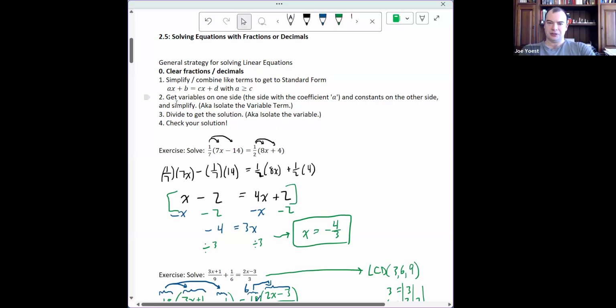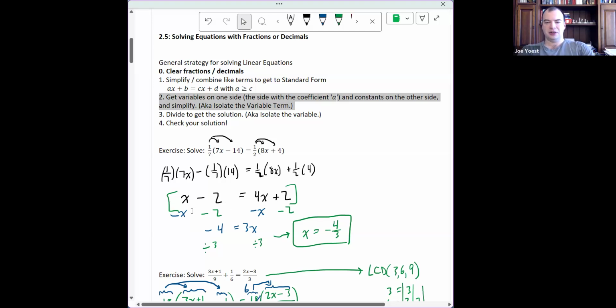And then here I chose to do step 2 in a single step instead of 2 sub-steps. And remember, if you are comfortable with that, go for it. If you're still a little bit shaky, split into 2 steps. Get your x's together first, your variable terms together first, and then isolate your variable term by getting the constant terms on the other side.